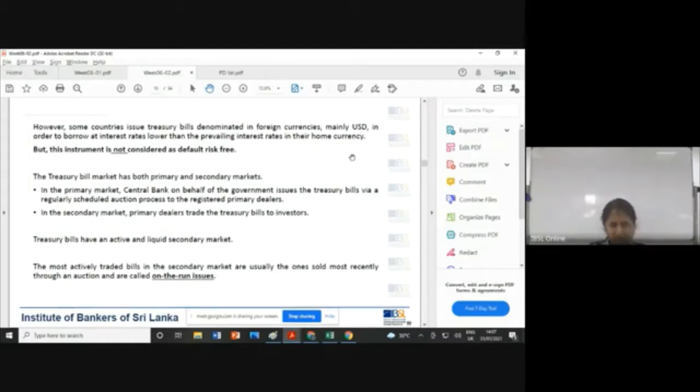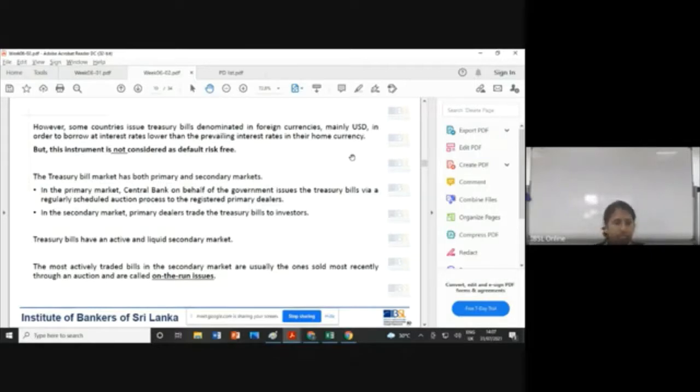Okay. Now you will be wondering, why would countries issue treasury bills in foreign currencies? In a situation where the foreign currency interest rate is lower than our country's interest rate, then the government could choose to issue an instrument in foreign currency. Because let's say a dollar is going at an interest rate of 2%, they could make the call to issue a foreign currency denominated T-bill.